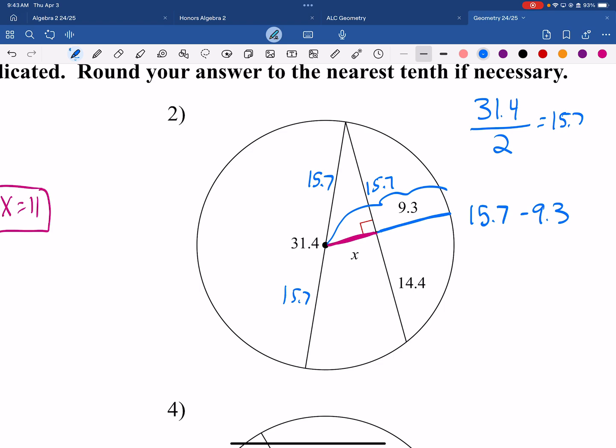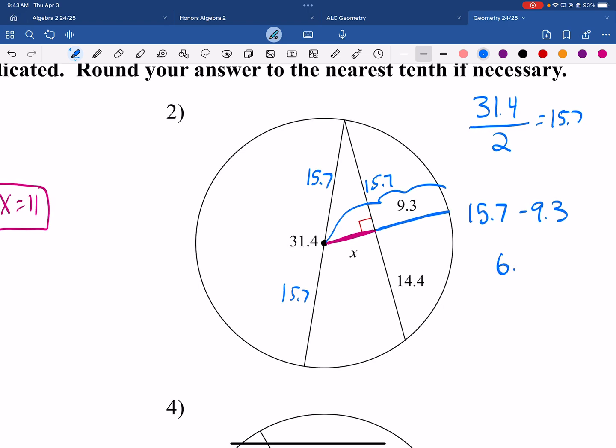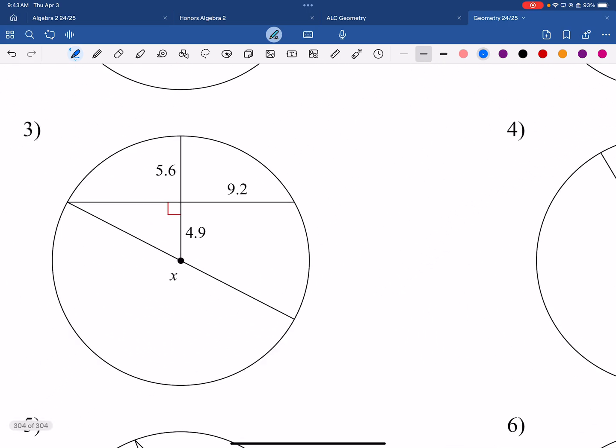And we get 6.4. So the value for x here is 6.4. Kind of the moral of the story today is you've got to think about these. You can do all of them. There's not one of these that you can't do. But you're not going to just be able to say it's 11. You're going to have to think it through just a little bit as you're doing the problems today.